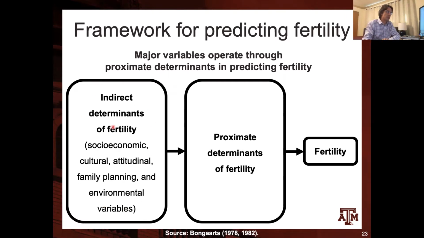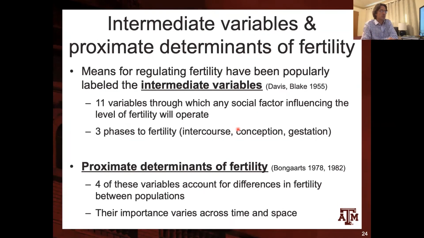These indirect determinants of fertility influence some other characteristics of women, and these factors here are going to be the ones that directly affect the chances of women having more or less babies and when in their reproductive lives they would have children, if they have it. And these factors, which are influenced by these indirect determinants and are closer to explaining fertility, are called proximate determinants of fertility. So major variables operate through proximate determinants in predicting fertility. So this is an overall framework for predicting fertility that was developed specifically by John Bongaarts, and then he's going to explain exactly what these proximate determinants of fertility are.